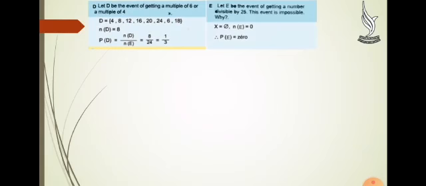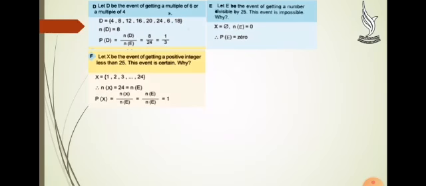Letter E, find the probability of getting a number divisible by 25. This event is impossible because there isn't any number in the cards divisible by 25. So the probability equals 0.